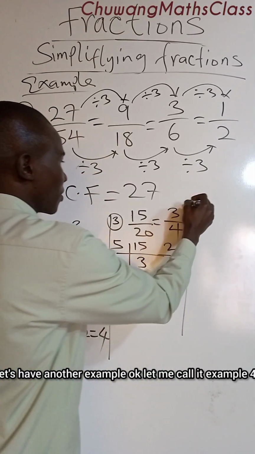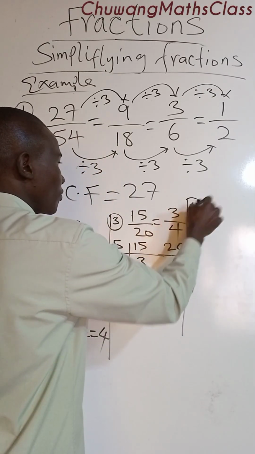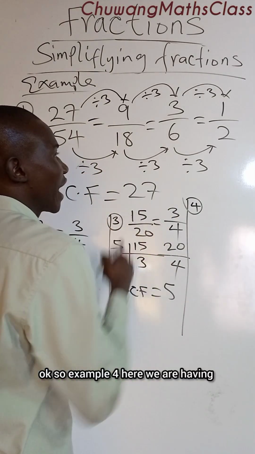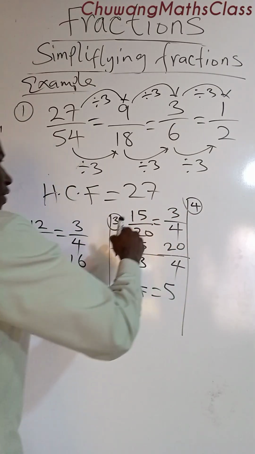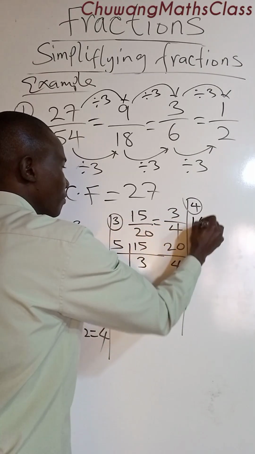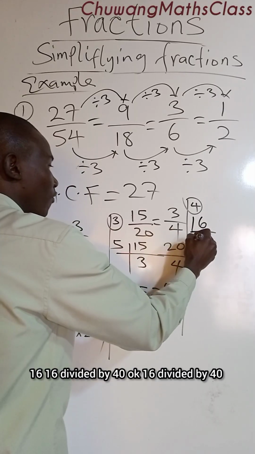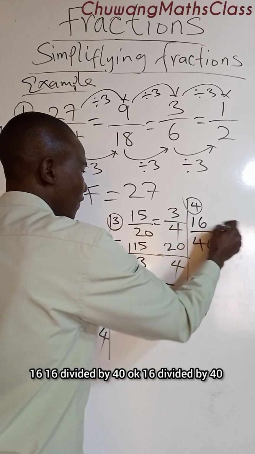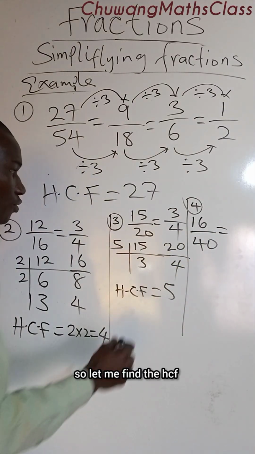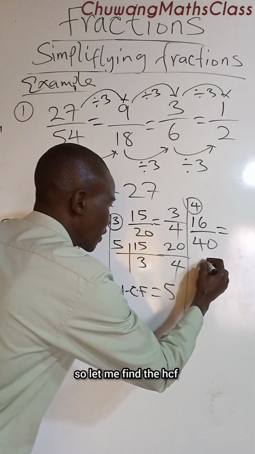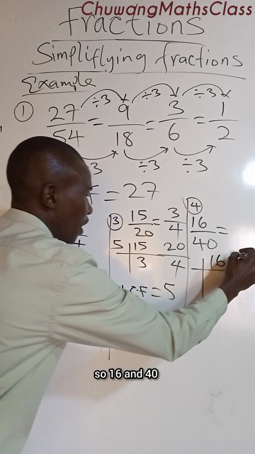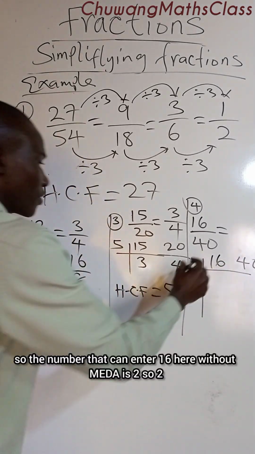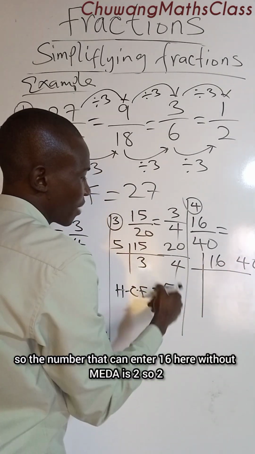Okay. Let's have another example. Let me call it example 4. Here we are having 16 divided by 40. Okay. 16 divided by 40. So let me find the HCF of 16 and 40. The number that can enter 16 and 40 without remainder is 2.